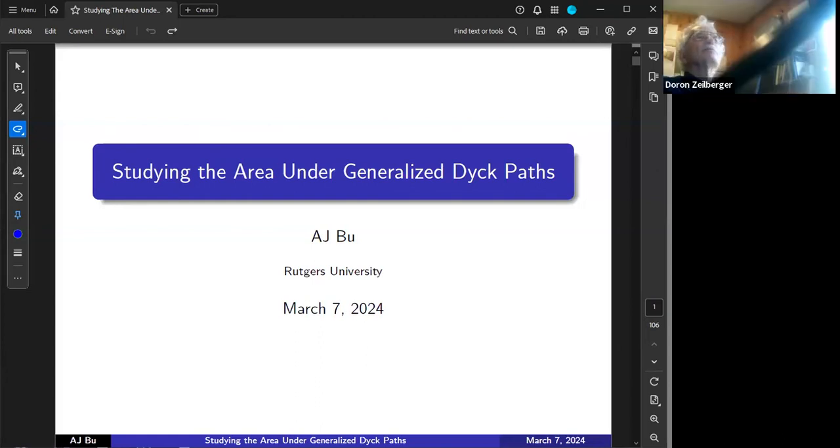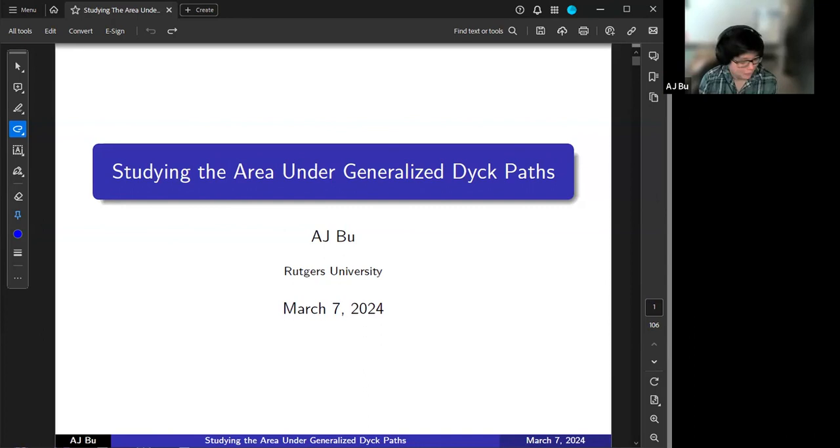Yes, very well. Okay, so I'm going to apologize to those of you who were at my defense, because this might be a little repetitive, since this is one of the topics that I talked about. But I'm going to talk about studying the area under generalized Dyck paths.